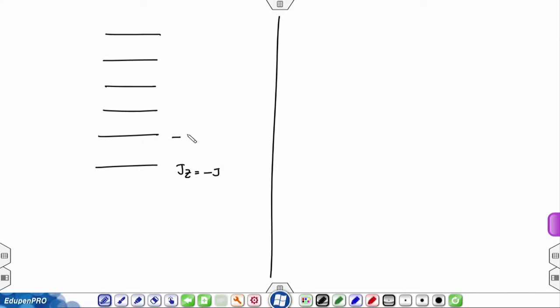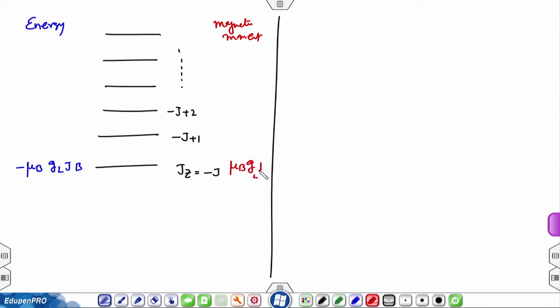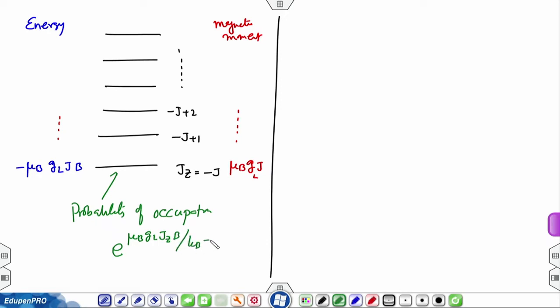Jz equals minus j, minus j plus 1, minus j plus 2, and so on. The energy of this level is minus mu B g_L j_z B. The corresponding magnetic moment is mu B g_Lande j_z, and so on. The probability of occupation for this level is e raised to mu B g_L j_z B over k_B T.